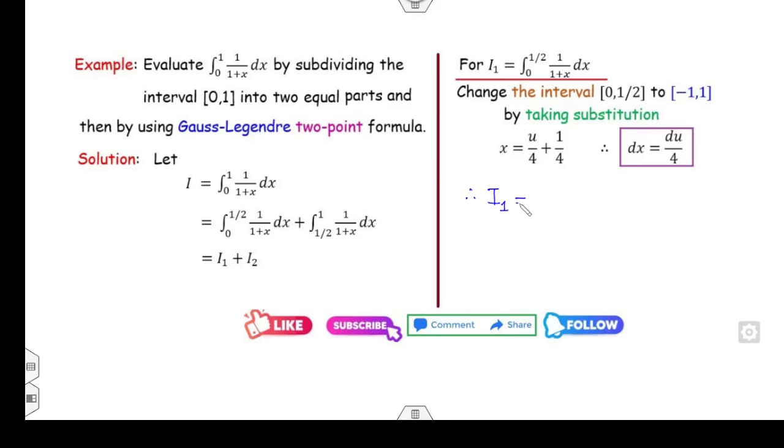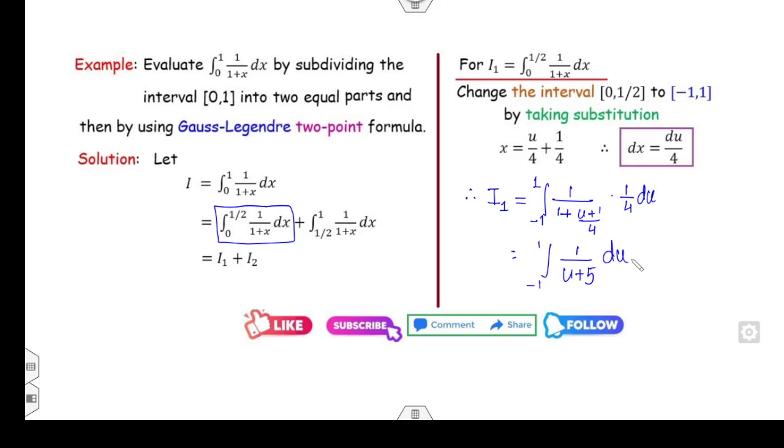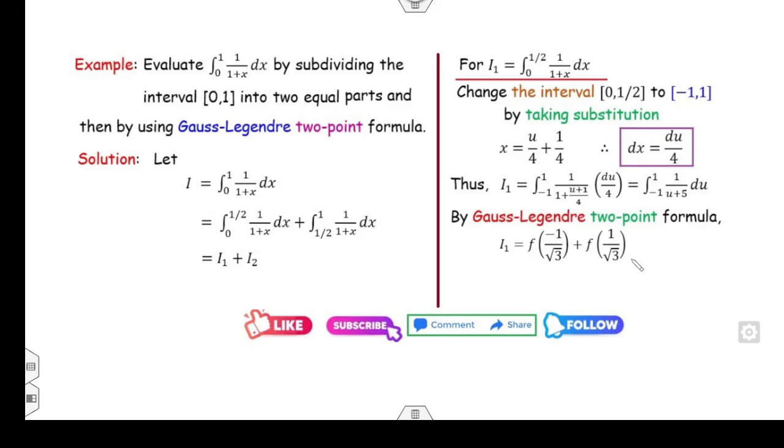Now you can substitute the values. So I1 will be the integration from -1 to +1. This is my I1. Fine. 1 over x will be 1 over (u plus 1 over 4), and it is times 1 over 4 du. So if you take the LCM, 4 will be canceled, giving 1 over (u plus 5) du. Now you can apply the 2-point Gauss quadrature formula. It will be 1 over (minus 1 over root 3 plus 5) plus 1 over (1 over root 3 plus 5).